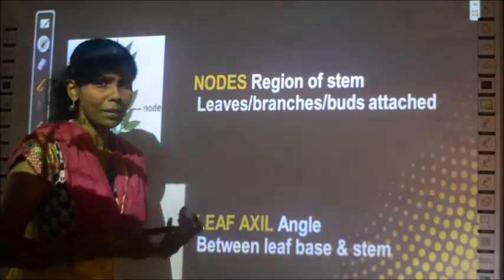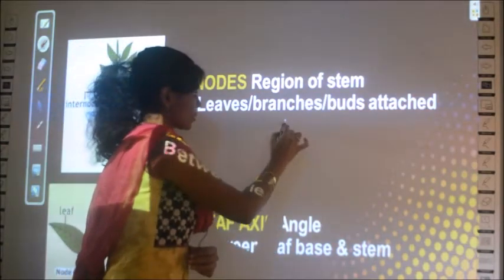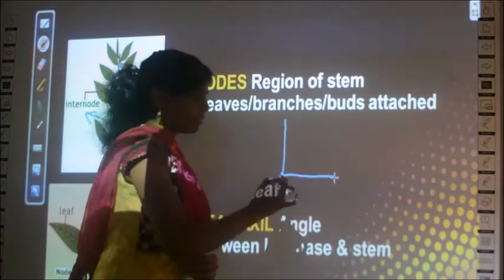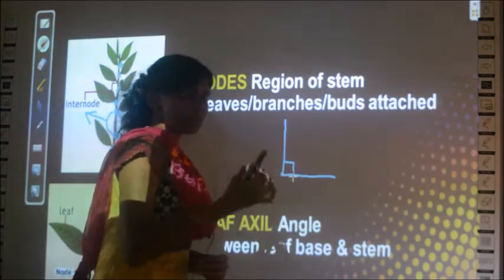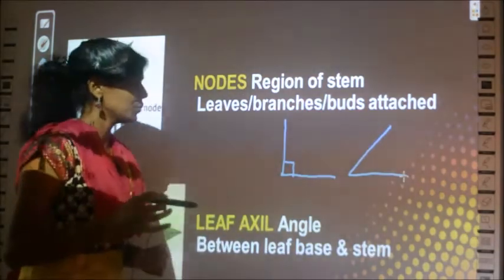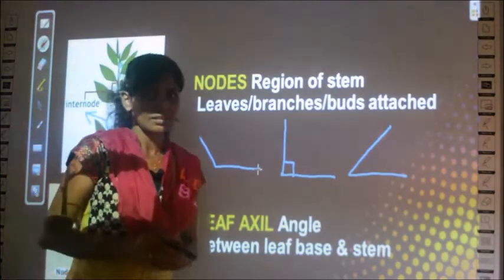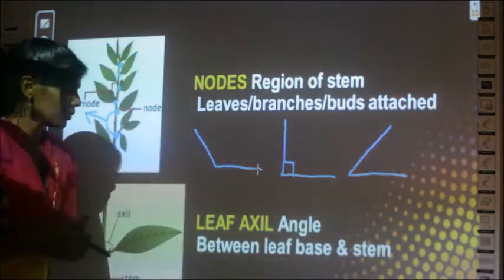What is an angle? You must have studied in maths, right? Right angle, acute angle, obtuse angle, all. So this is a right angle where you have 90 degrees, right? So what is an acute angle? This is an acute angle. Less than 90, you call it acute, and above 90, you call it an obtuse angle, right? You must have studied this in your maths in your lower grades.